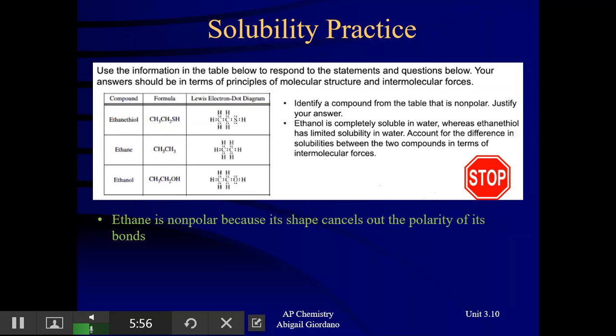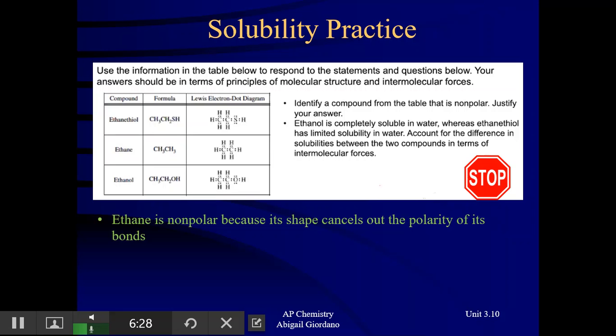So hopefully you all notice that ethanol and ethanethiol have very similar structure. The only difference is that ethanol has an oxygen at the end and ethanethiol has a sulfur at the end. Both molecules are covalent. Both molecules are polar. So both molecules have the ability for dipole-dipole attraction with the water.